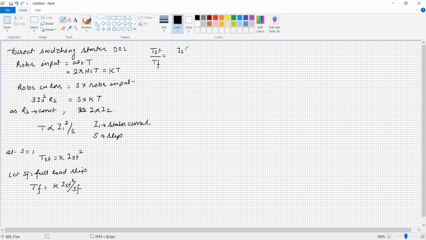So starting current divided by full load current. Sorry, here it is the full load current. Under full load condition, the current is also full load. So the ratio is equal to the starting current divided by the full load current, bracket square, into SF. This is our required equation, and it is a generalized equation for the torque.